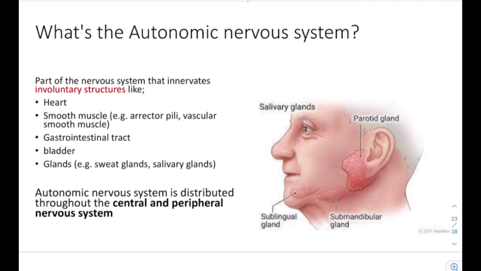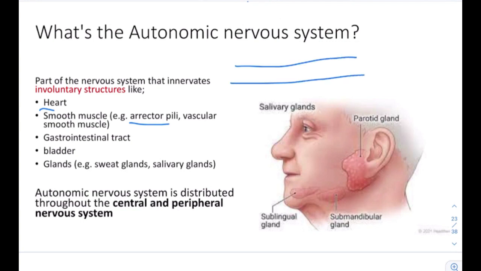Okay, let's talk about the autonomic nervous system. It's also part of the motor system. It's part of the nervous system that innervates involuntary structures. For example, the heart, smooth muscle like the erector pili in the dermis, which cause goosebumps or dimpling of the skin, the vascular smooth muscle.